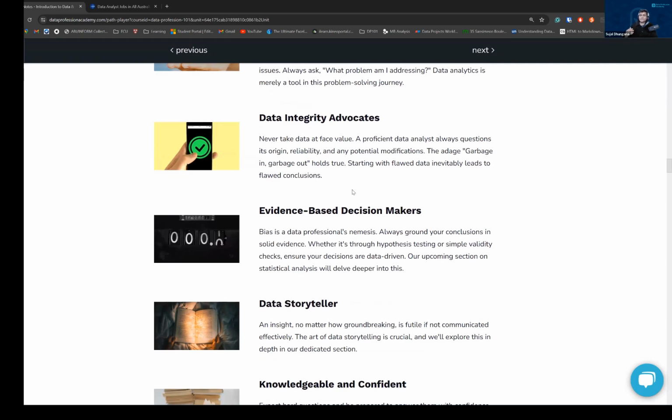As a good data professional, you need to make sure that the data you're working with is of high quality. Because if your data is not good, you can never produce good insights. As the proverb goes, it's garbage in, garbage out. So no matter how good an analysis you do, if your data was rubbish, if your data was bad to begin with, your analysis will always be bad because it's on wrong data. So you always need to be an advocate of data integrity and data quality.